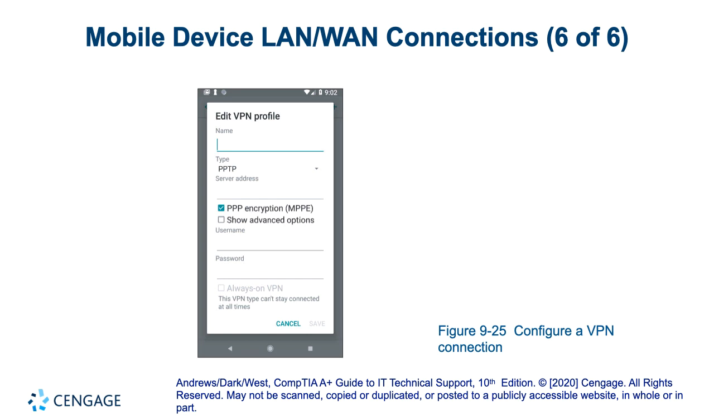And this is configuring a VPN connection. You name it, you have the server address, you may need to have a login and password, and then you can do the PPP encryption or other advanced options depending on the VPN settings that you need set.